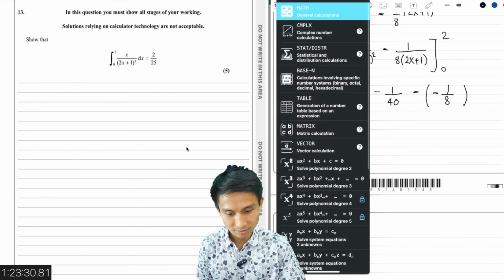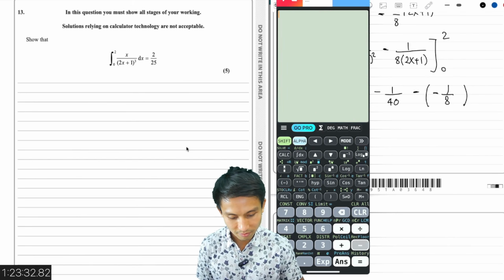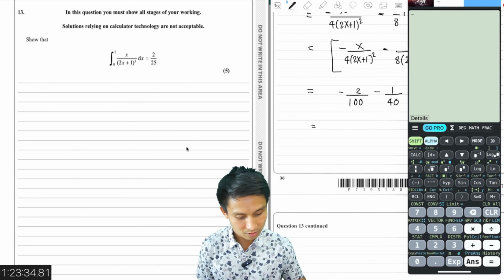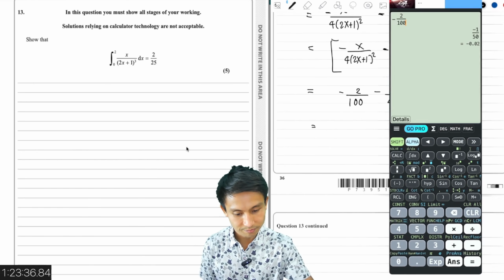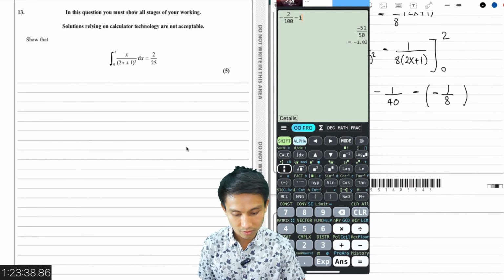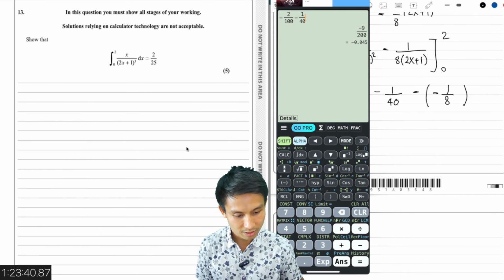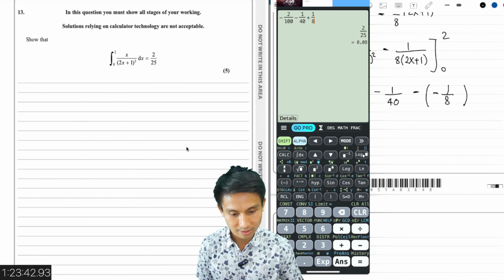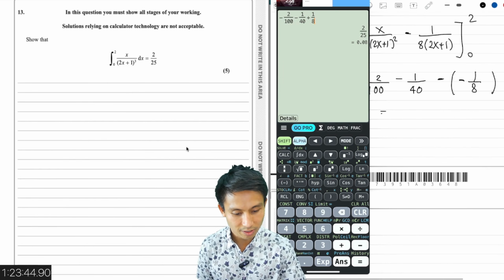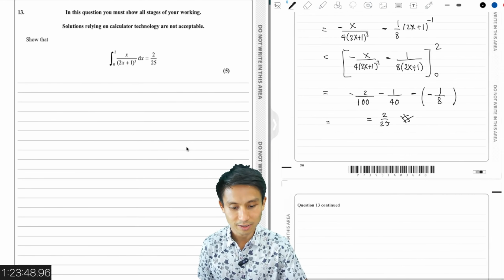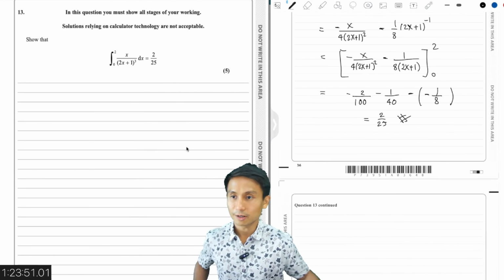So we're just going to use the calculator there. Go to the calculator mode. Minus 2 over 100, minus 1 over 40, and then plus 1 over 8. Yep, we got 2 over 25 as required. That's it, done.